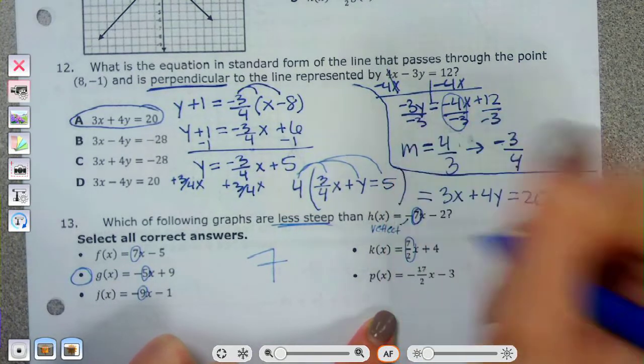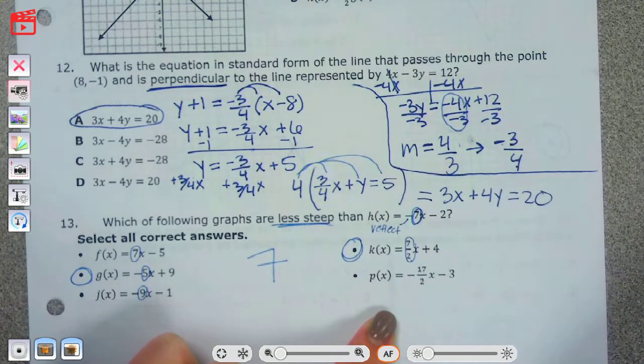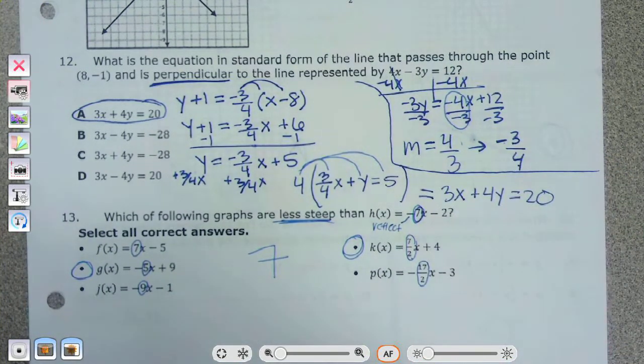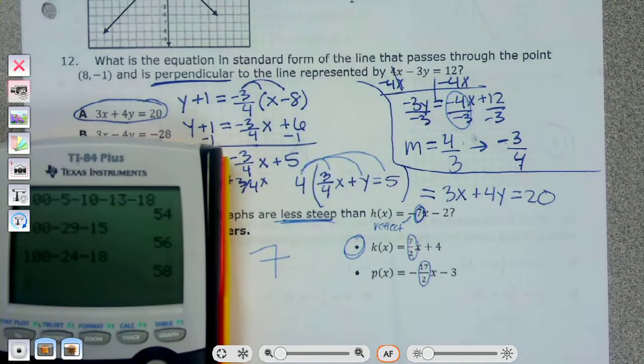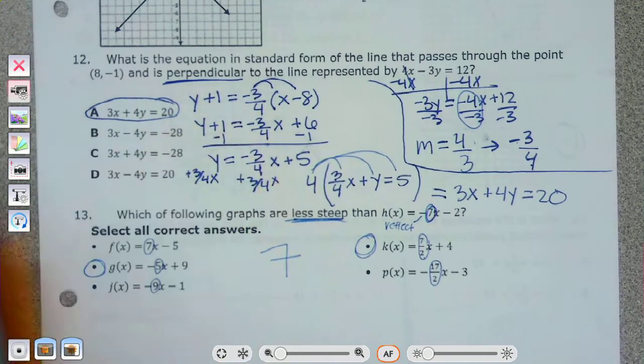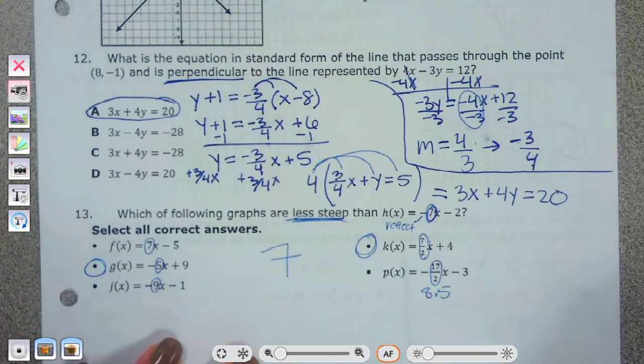7 over 2 ends up being 3.5, so this one does work. And then 17 over 2. I actually don't know what that is off the top of my head. So we are going to put it in our calculator, and we are going to do 17 divided by 2. And we get, whoops, can you see it? 8.5. So this ends up being 8.5, which is more than 7, so it doesn't work. So my two answers are g of x and k of x.